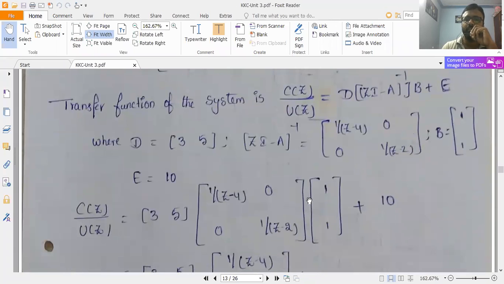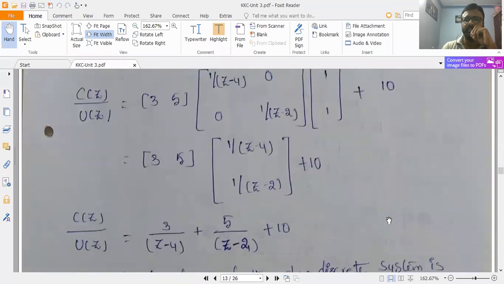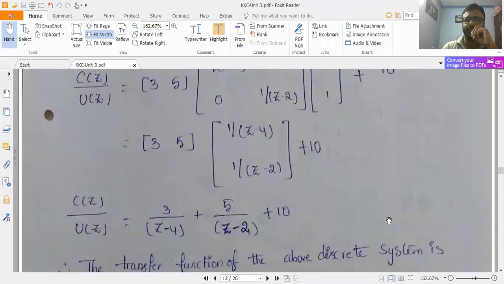Therefore C of z divided by U of z is equal to, the matrix of D is [3 5], and (zI minus A) whole inverse is [1 divided by z minus 4, 0; 0, 1 divided by z minus 2] into the B matrix [1 1], plus 10. Upon simplification and calculation, we get C of z divided by U of z as 3 divided by z minus 4 plus 5 divided by z minus 2 plus 10. So this is the transfer function of the discrete system.